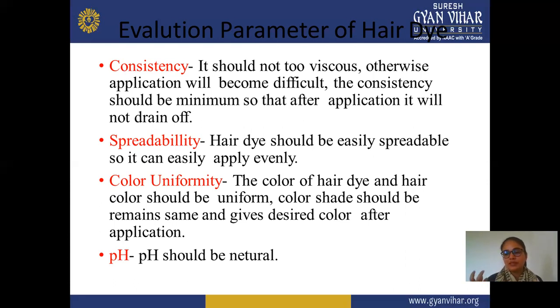Suppose the label shows red in color, but after applying it appears purple in color. So it should be uniformly distributed. If the label says red, then after applying this dye your hair should be red in color, not any color other than red. And this red color should also be uniformly distributed through all your hair, not looking like somewhere is red, somewhere is orange, or somewhere is any other color, but uniformly distributed in all hairs, and appear the same color after application.